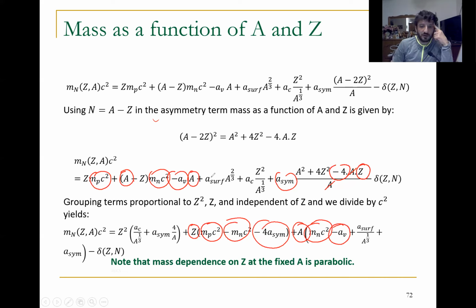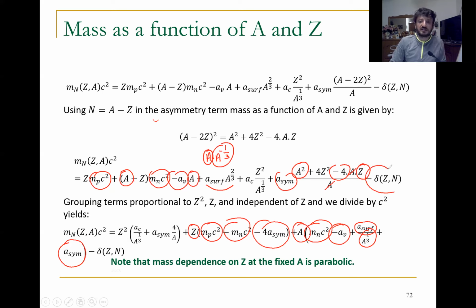and also we have here a term with a. You know, a power 2/3 equals a times a power minus 1/3. Okay, if we take a common factor a, we get a coulomb divided by a power 1/3. Okay, and finally here we have a squared divided by a. We get a symmetric. So we have a symmetric minus delta Zn.